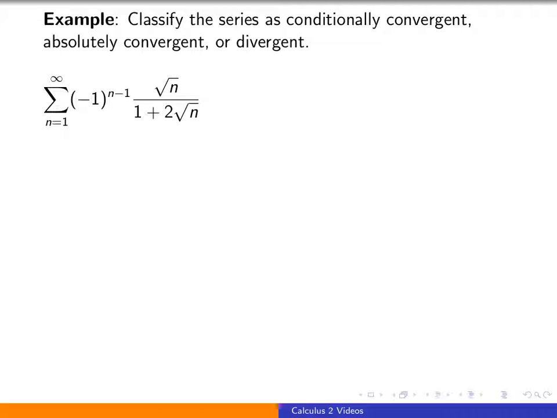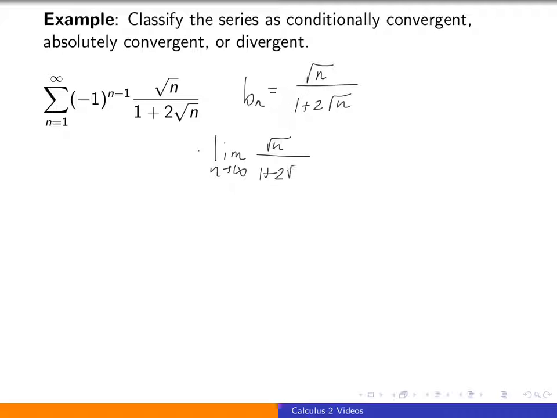All right, one last example. Classify the given series as conditionally or absolutely convergent or divergent. Note we have an alternating series, and this doesn't look like something that would be applicable for the ratio test. So let's just see what the alternating series test tells us. Our b sub n in this case is square root n over 1 plus 2 square root n. And hopefully at this point you see exactly what's going to happen. If we want to apply the alternating series test, we need to take the limit as n goes to infinity of our b sub n.